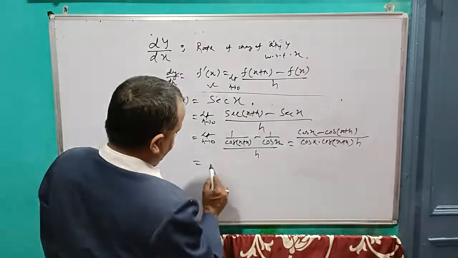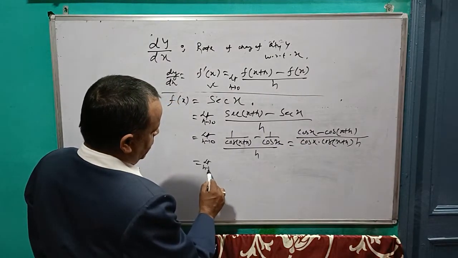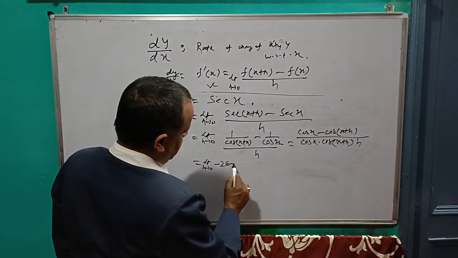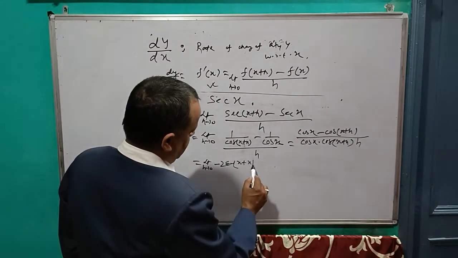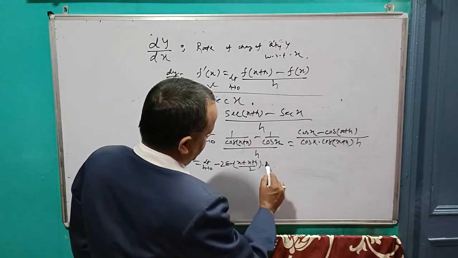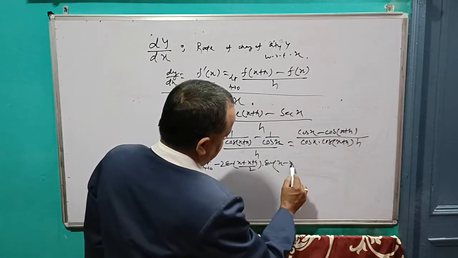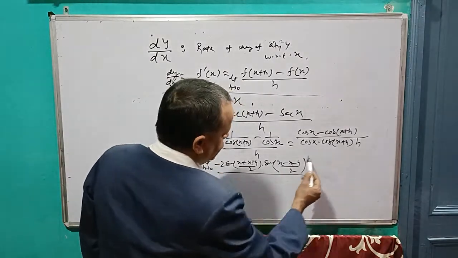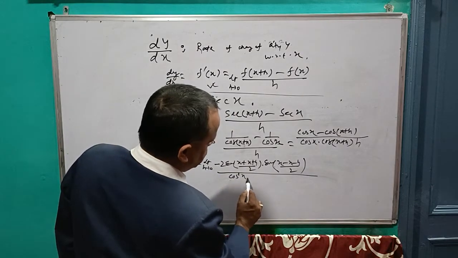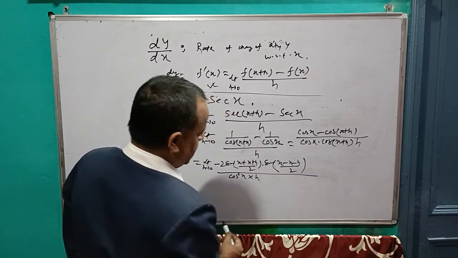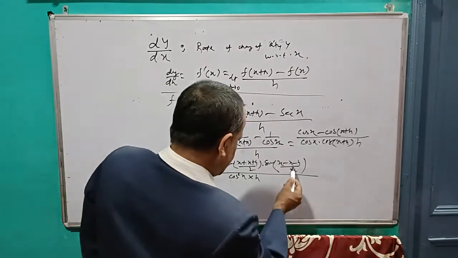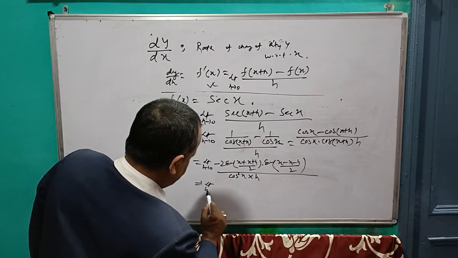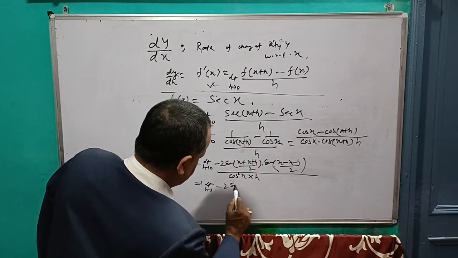Again using the trigonometrical formula, what is this? Minus 2 sin((c+d)/2) into sin((c−d)/2). And what do we have? Limit h tends to 0, it is coming out to be what? This is cos square x, and this is h. See, we'll see that this becomes what? Limit h tends to 0, this is minus 2.